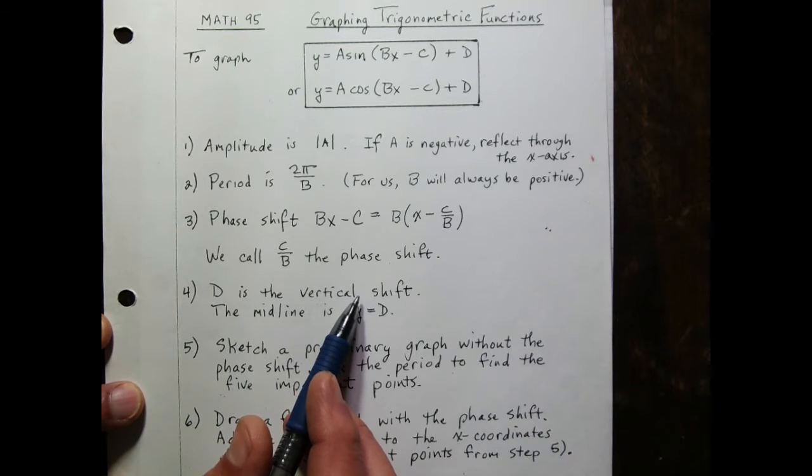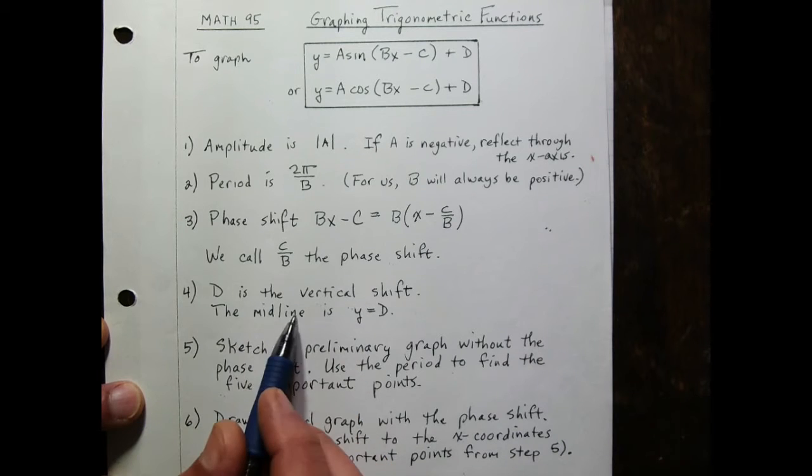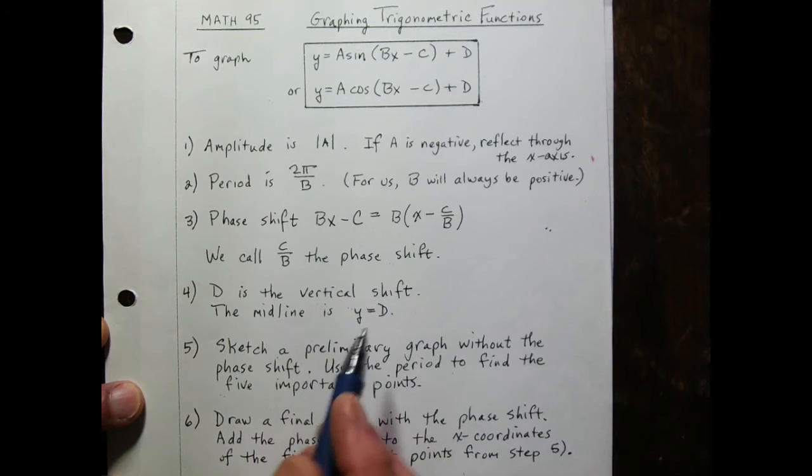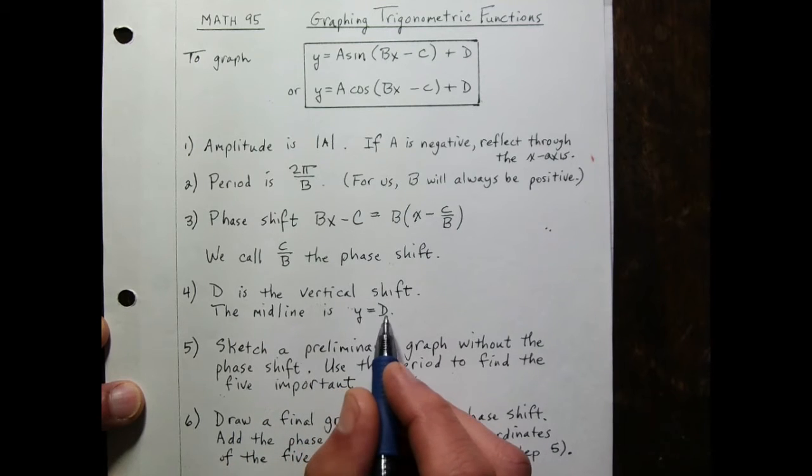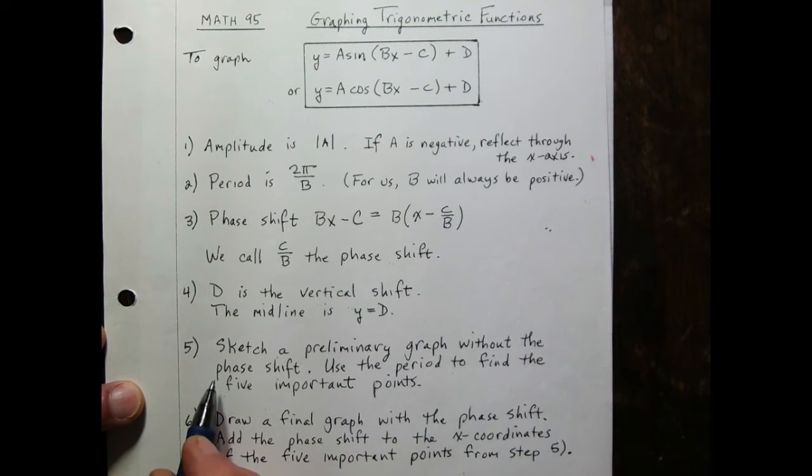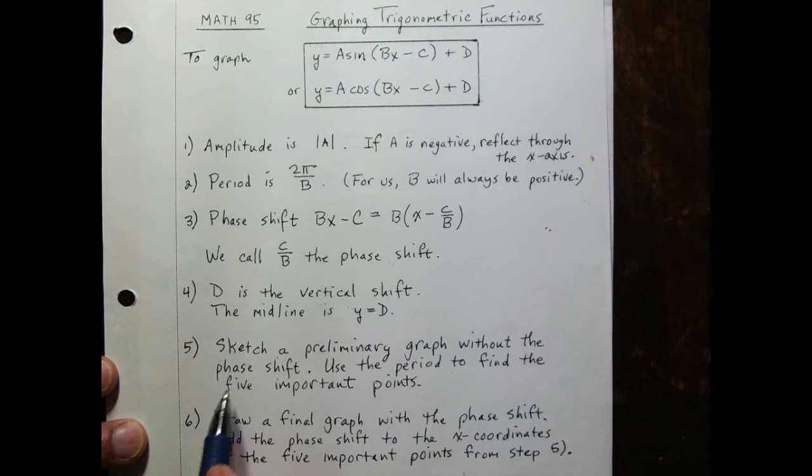d is the vertical shift, and what we call the midline will always be given by the equation y equals d. So sketch a preliminary graph without the phase shift. Use the period to find the 5 important points, and I'll go through that in some examples. Draw a final graph with the phase shift. Add the phase shift to the x-coordinates of the 5 important points from step 5.